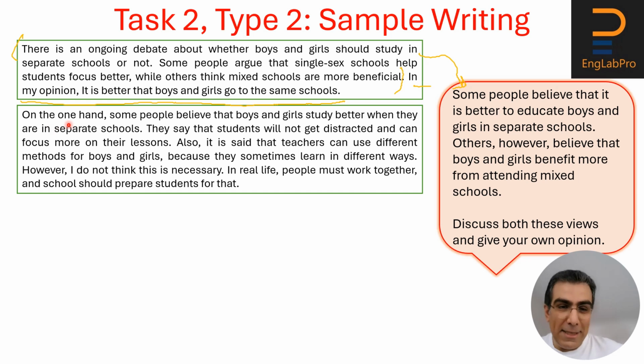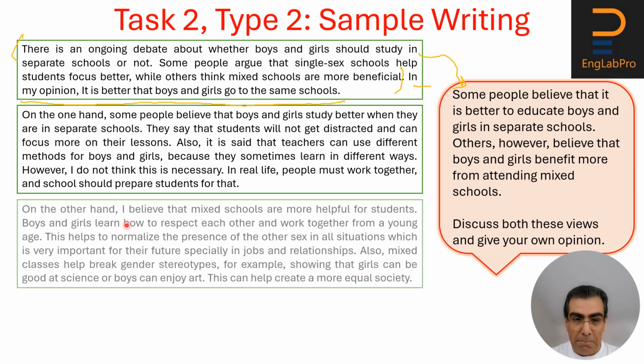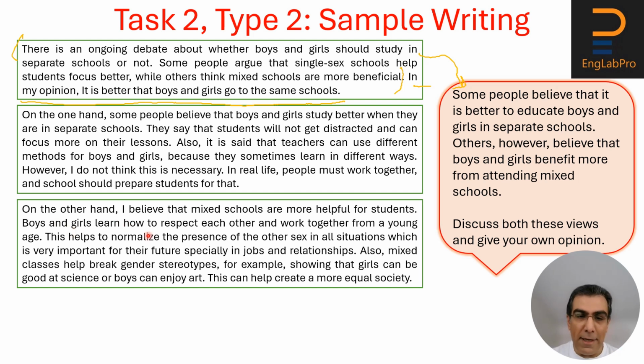So you can see that in the first sentence, I mentioned the view that I disagree with, then I stated two reasons, and finally, from "however" up to the end, I mentioned what is wrong with these two reasons. Now we want to go through the second body paragraph where I discuss the view I agree with, I mean mixed schools. On the other hand, I believe that mixed schools are more helpful for students. This was the view that I agree with.